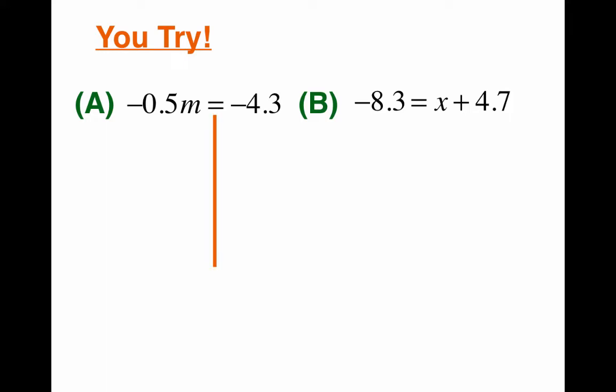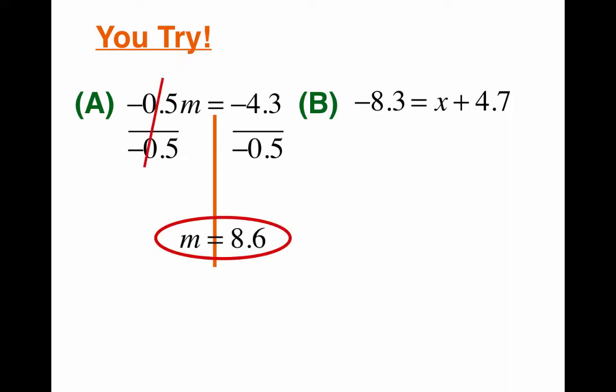So let's go with the first one here. To get rid of that negative 0.5, you got to divide it away. Now, negative 4.3 divided by 0.5, I don't know what that is without my calculator, but I do know a negative divided by a negative is a match, and that's positive. So the answer is a positive 8.6, and I hope that is what you got too.